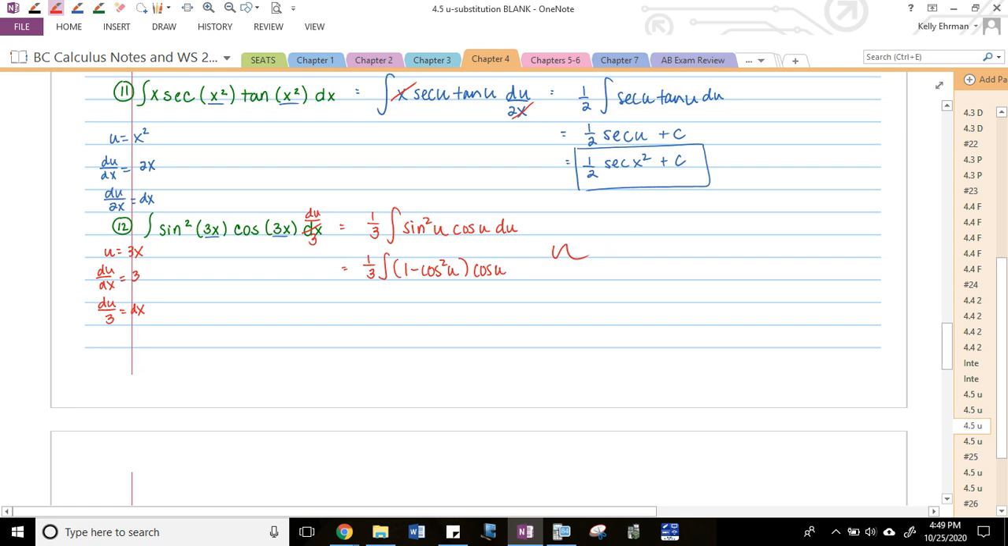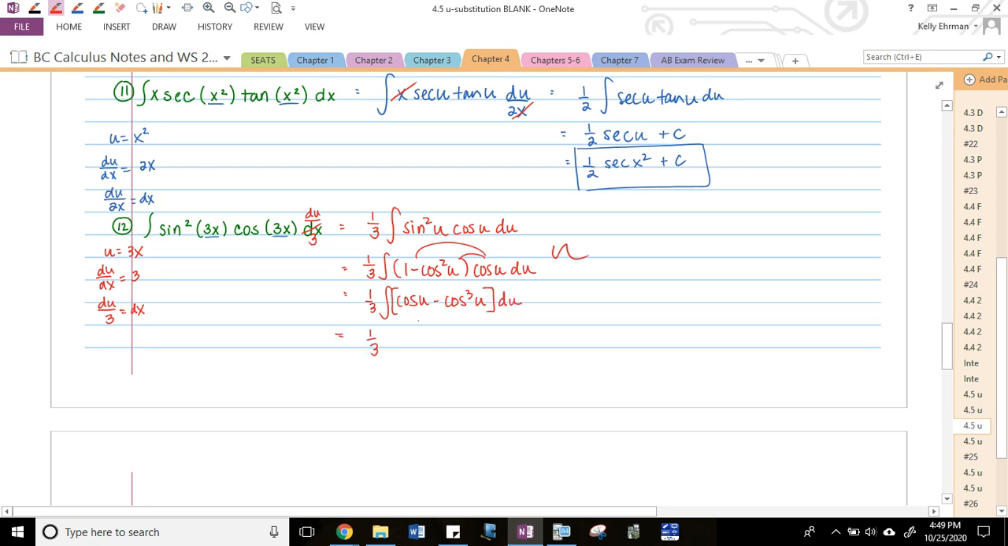1 minus cosine squared of u, cosine of u, du. And that helps me because I can go ahead and distribute. 1/3 times the integral of cosine u minus cosine to the third u du.